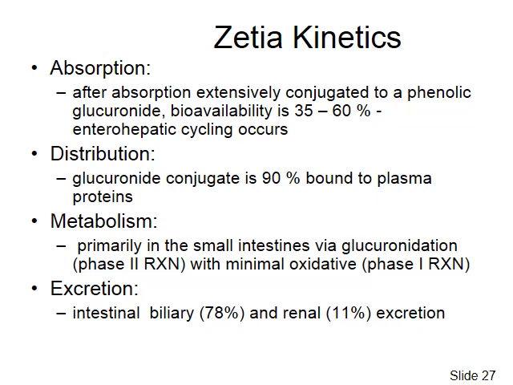The glucuronide conjugate is 90% bound to plasma proteins. And the metabolism of the drug is primarily in the small intestine via glucuronidation, which is a phase 2 reaction. There is very minimal phase 1 oxidative reaction involved in its metabolism. Its excretion is primarily biliary, with a smaller percentage, about 11% of the administered dose, being excreted renally.